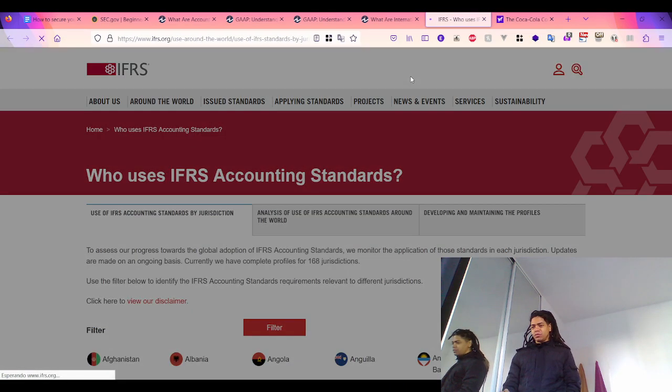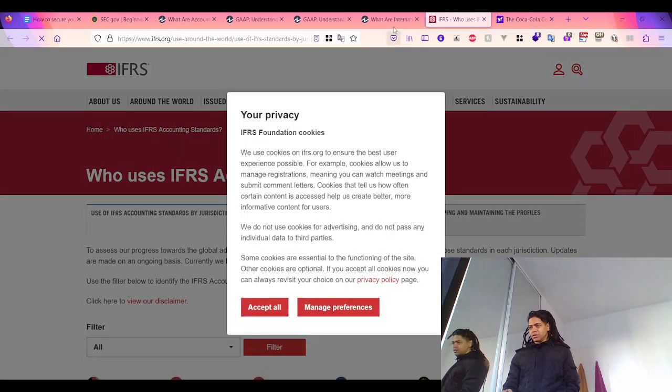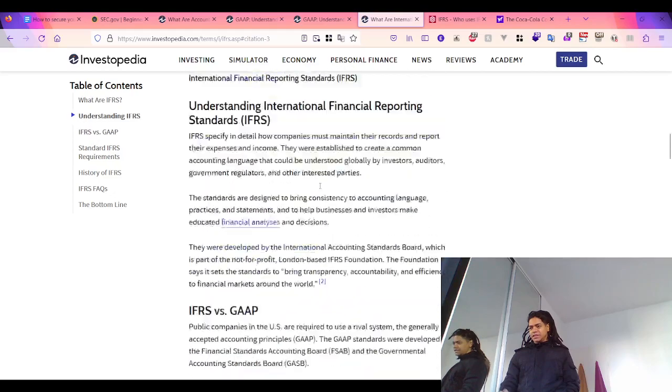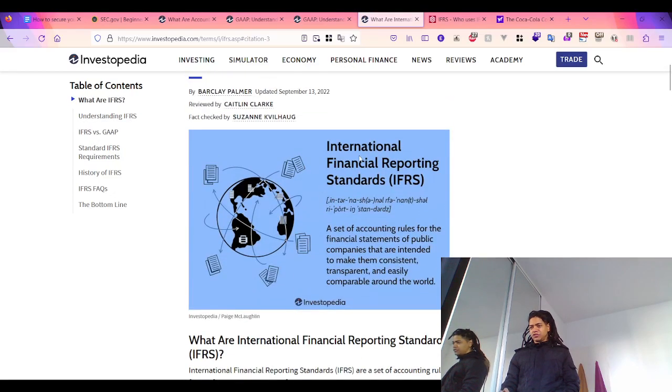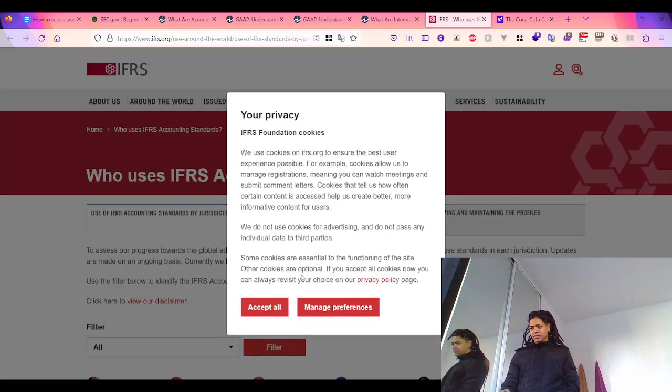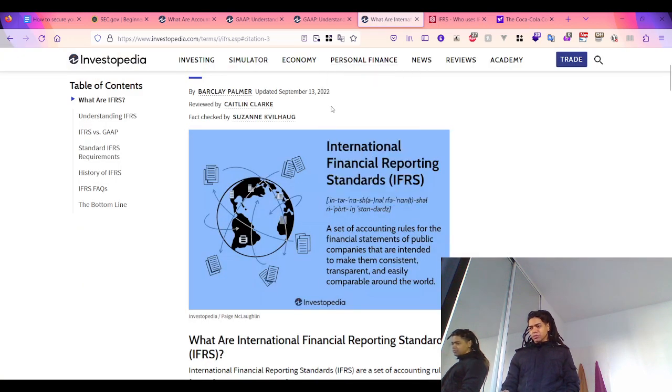The International Financial Reporting Standards are used around the world. But these are accounting principles or accounting rules for the financial statements of public companies that intend to make them consistent, transparent, and easily comparable around the world, since the emergence of multinational companies around the world, to make it much easier to do that.